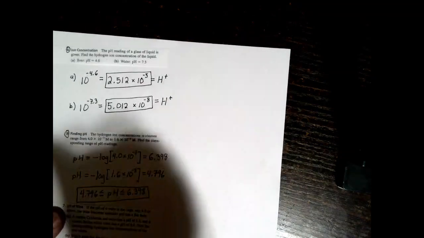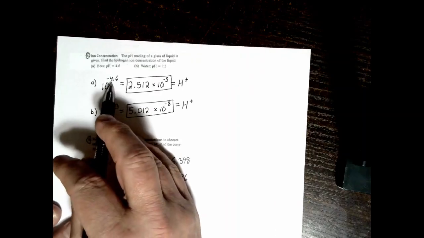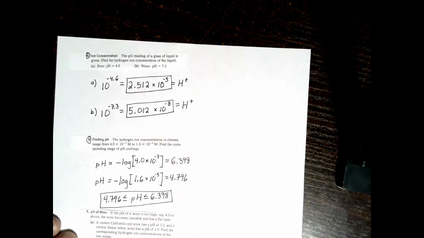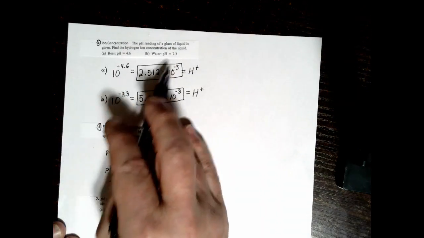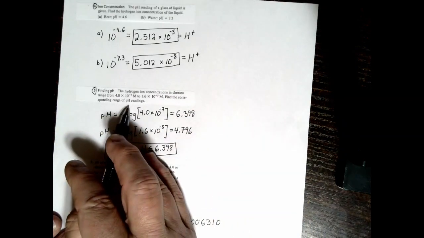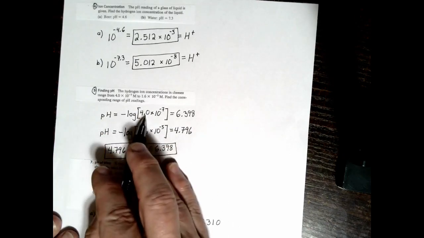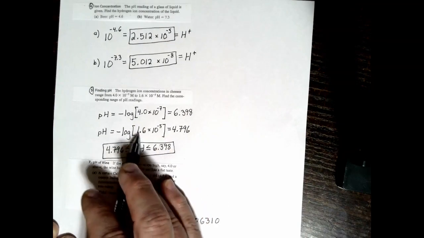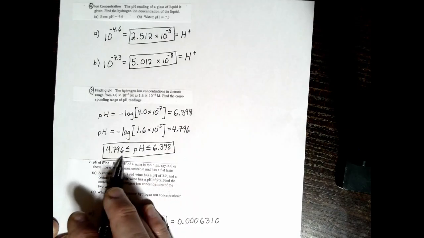Okay. And then this one, the pH is 4.6, so you plug in 4.6 into the exponent and make it negative. 10 to the negative 4.6 gives you that. 10 to the negative 7.3 gives you this. And now these, they're giving you the concentration of hydrogen ion and asking you to find the pH. They actually ask you to find the corresponding pH range when they give you the hydrogen ion concentration range. So you plug in each of these hydrogen ion concentrations into the log, and you take the negative log of that number, and you get this pH, and do the same thing for the second one, you get that pH, and so your pH is between these two numbers.